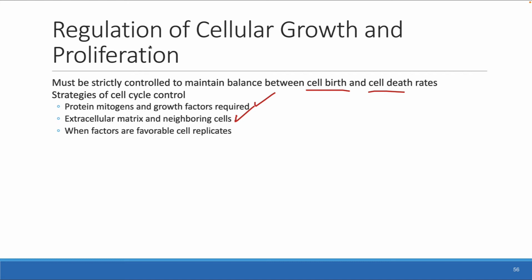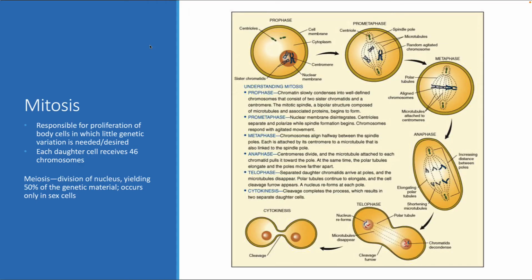And then there are other protein signals that tell us when the situation is ideal for replication. And finally, one thing I didn't include on here is apoptosis. There's a cell signal that will begin the process of apoptosis.